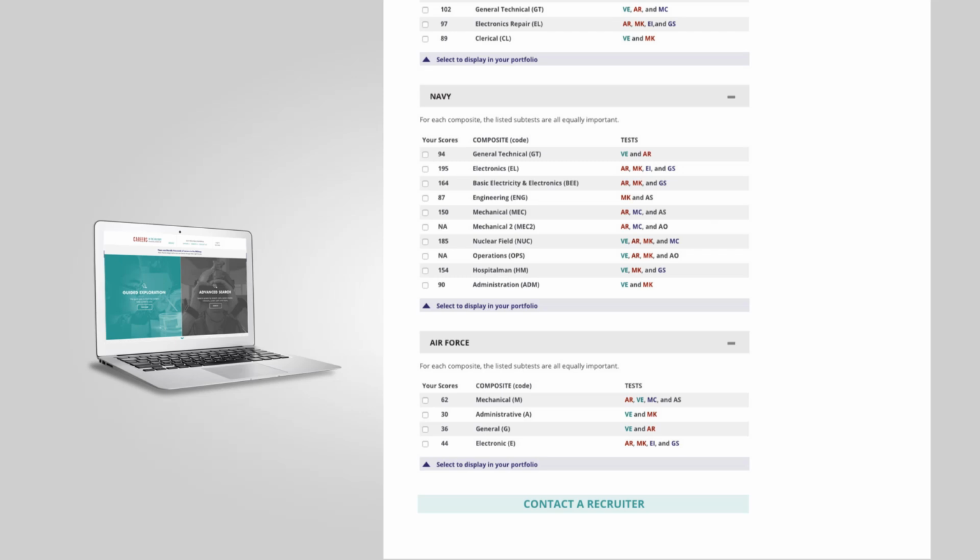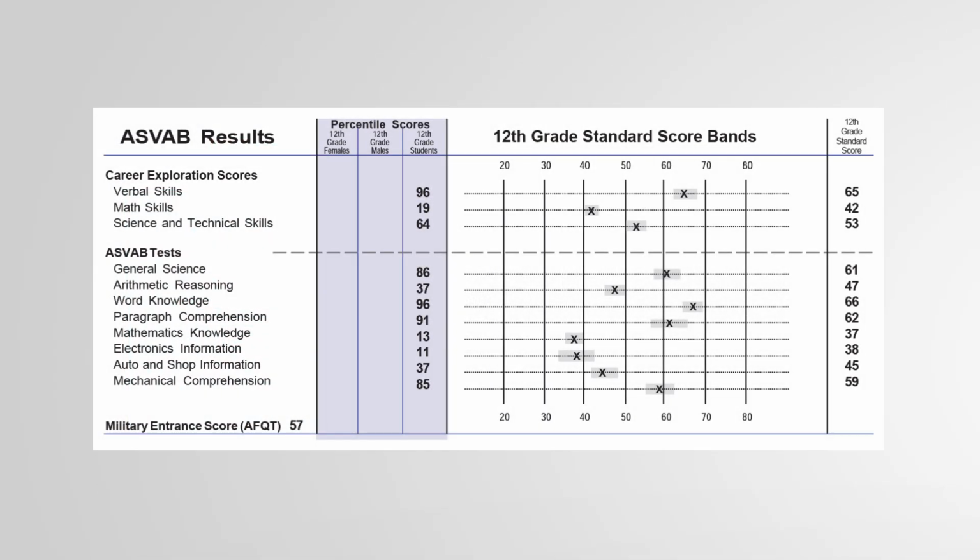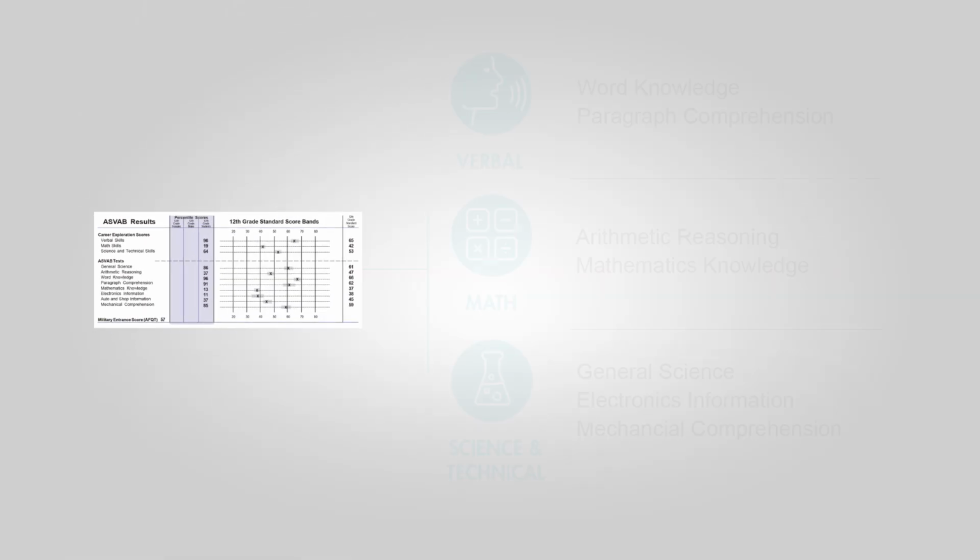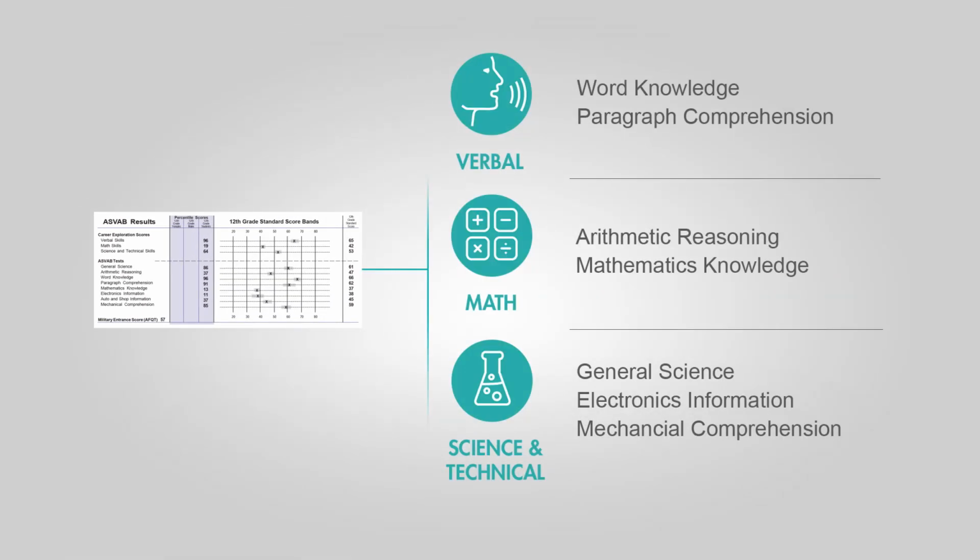Your ASVAB test scores give you estimates of your abilities at this point in time. They are useful in helping you see your current strengths, and also in guiding your career exploration. If you'd like to improve a certain CEP score, consider which ASVAB subtests make up each score, and focus your studies on those topics.